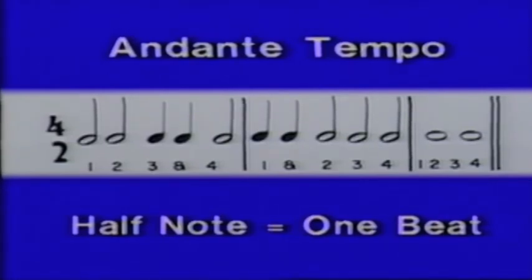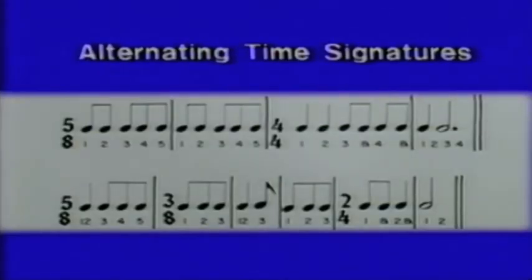1, 2, 3, 4. In alternating time signature examples, the bottom number has never changed. Let's do some patterns in which the bottom number changes from 4 being a quarter note getting 1 count to 8 with the 8th note getting 1 count. In switching back and forth between time signatures, keep the 8th note constant.